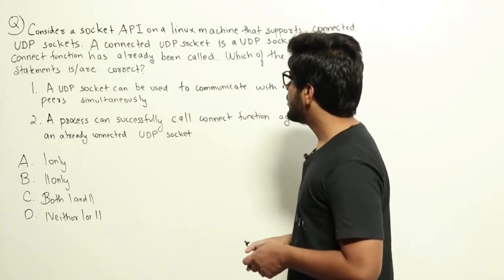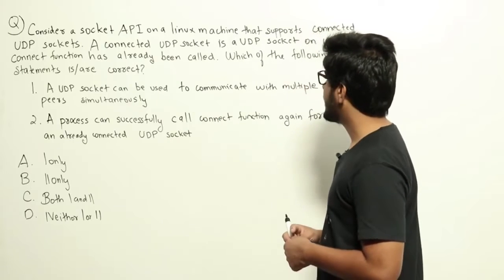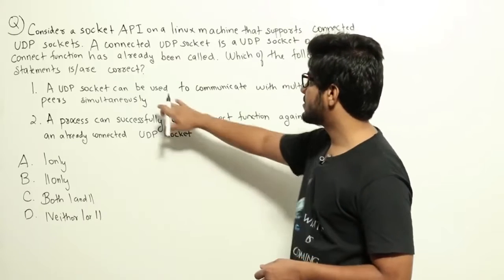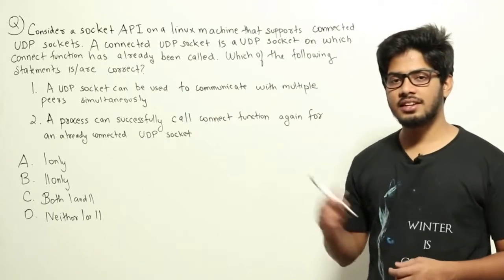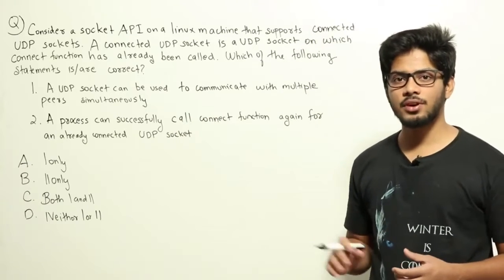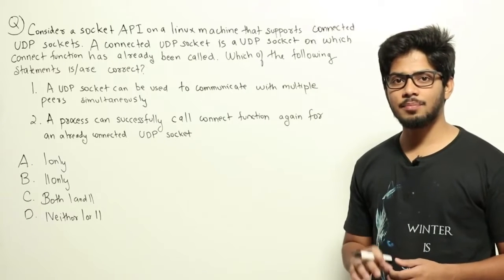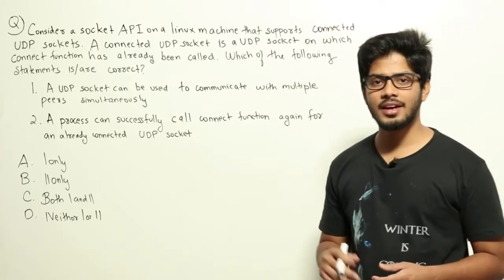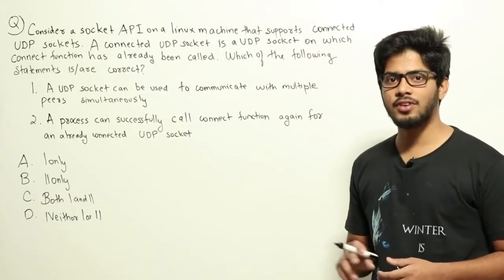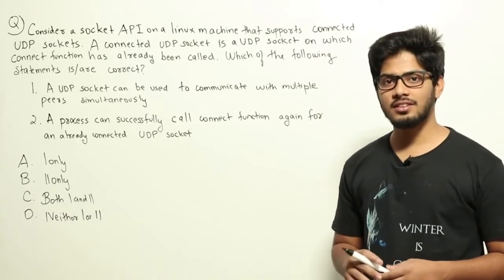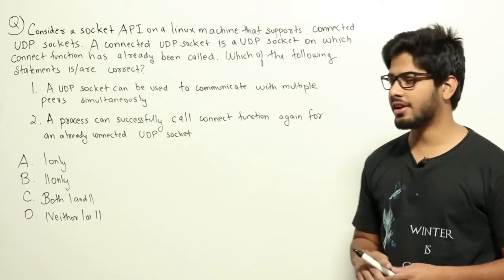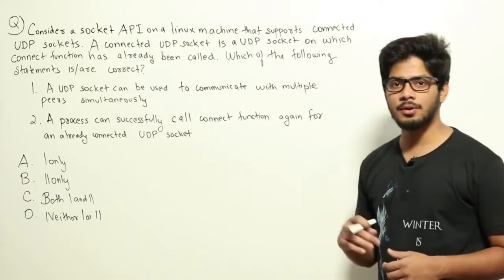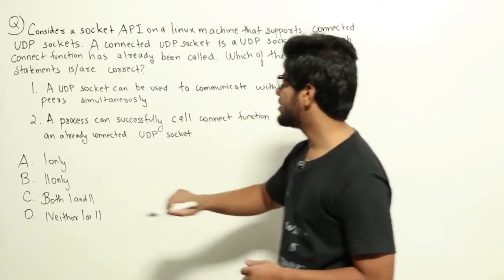1. A UDP socket can be used to communicate with multiple peers simultaneously. Now this statement is false. Even though UDP is connectionless, in a Linux machine the UDP socket will have a specified IP number and a port. One IP number and a port will uniquely identify one peer only. So using one socket, after calling connect on it, we can only use it to communicate with one peer only. We can't use it to communicate with multiple peers. So this statement is false.